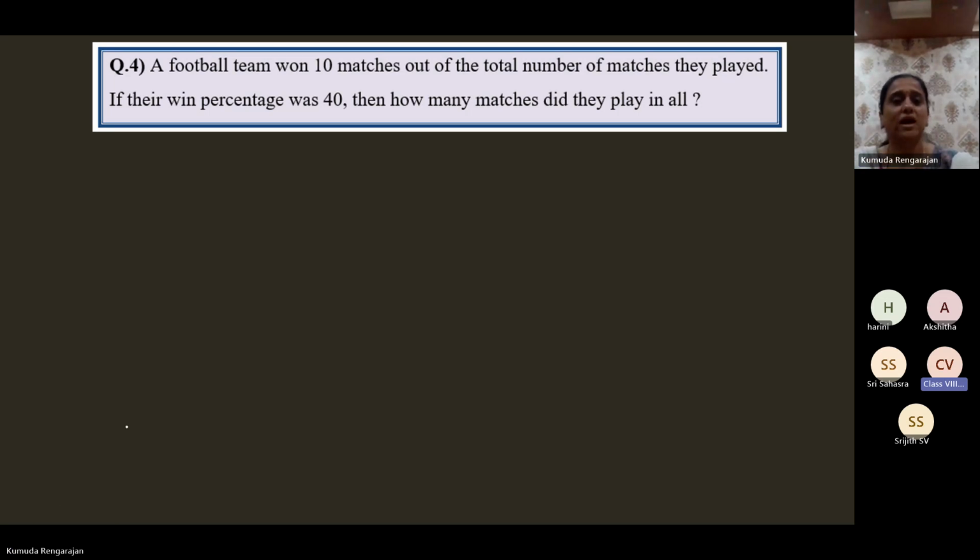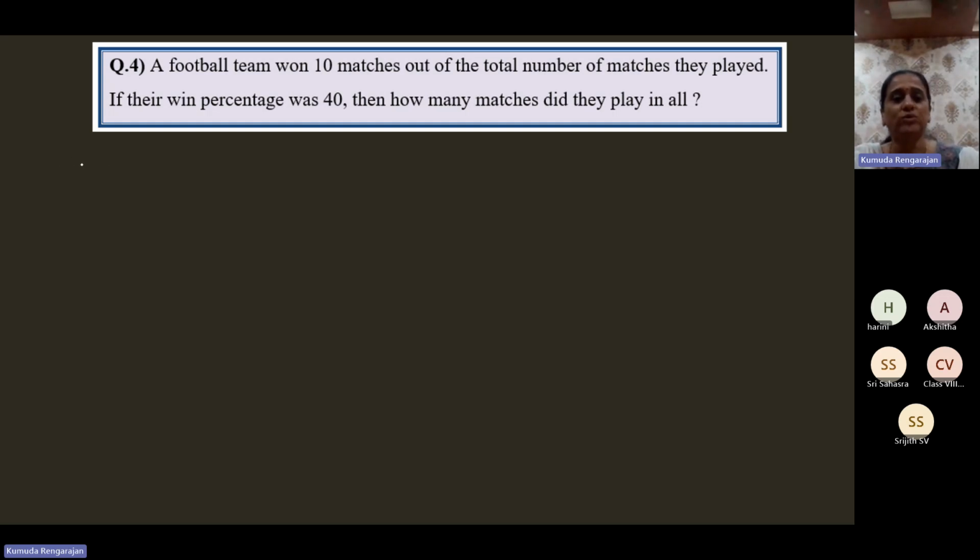Okay. A football team won 10 matches out of the total number of matches they played. If their win percentage is 40%, then the percentage they have lost is 60%. They won 40%, lost 60%. Then how many matches did they play in all?